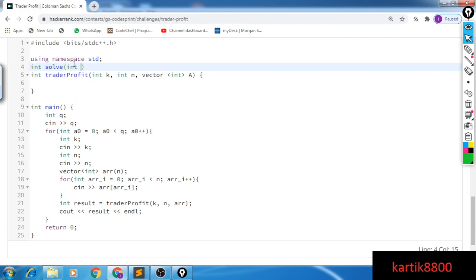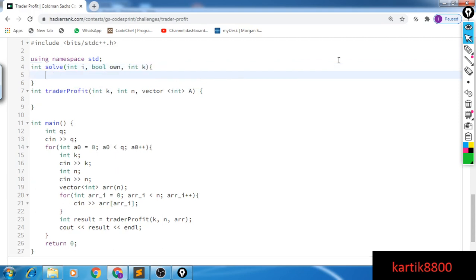And this will take the same parameters which we discussed, the day that I am currently at, day number i, and it will take whether I own a stock or not. So bool own, do I own a stock or not, 0 or 1, and what is the maximum number of transactions that I can make. Now also let's just pass the overall number of days here, and also the entire vector. This will give me the cost, so that is also important.